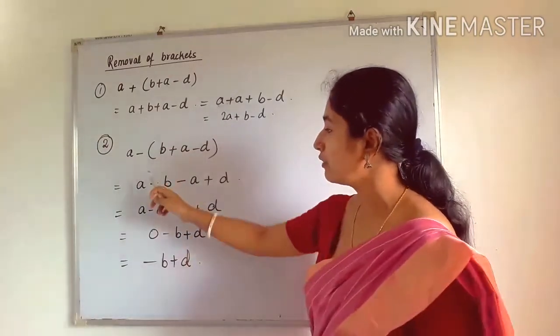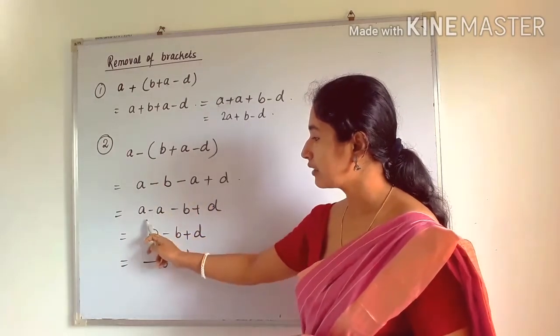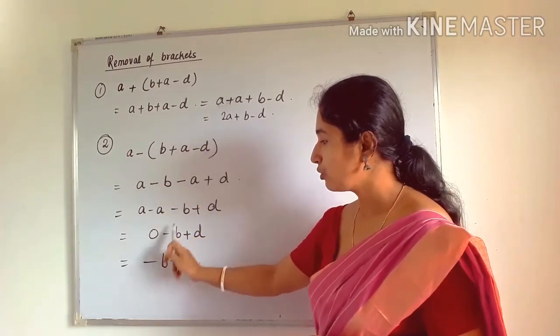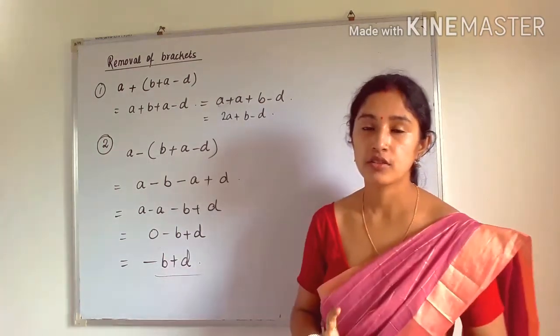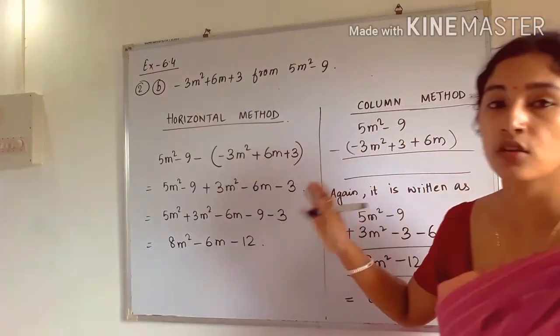Okay, so finally we got this one. So we have to collect a, and a minus a will be 0. So minus b plus d. So finally we got what? Minus b plus d.